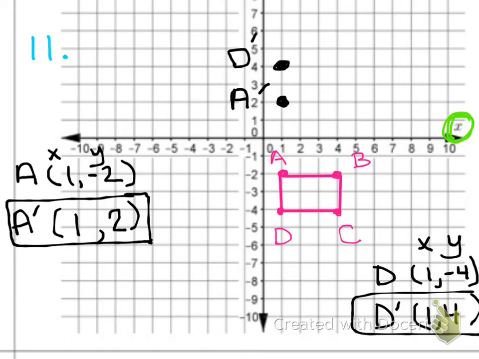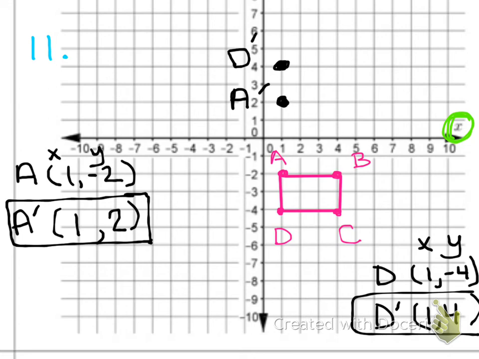So as you can see, I went ahead and plotted point D, and my answer that I would put on the line would be (1, 4). And you need to make sure that you have the parentheses and the comma so that it looks like an ordered pair. And then the last question is going to ask you to reflect a point across the y-axis.